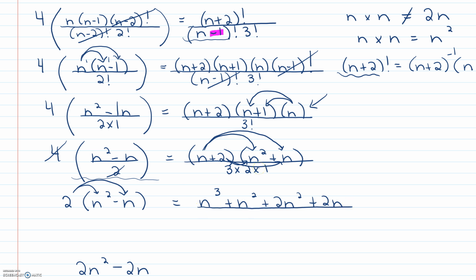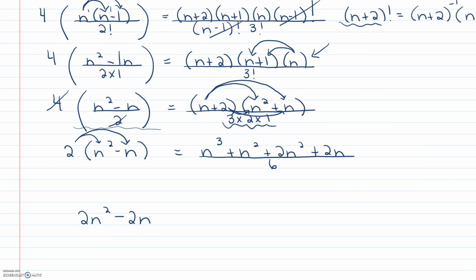3 times 2 is 6. 6 times 1 is 6. So I'm just doing the bottom part right here. At this point, I have to cancel out fractions. And I really just don't want that 6 at the bottom. And I can't just get rid of it. I can't just scratch it out.